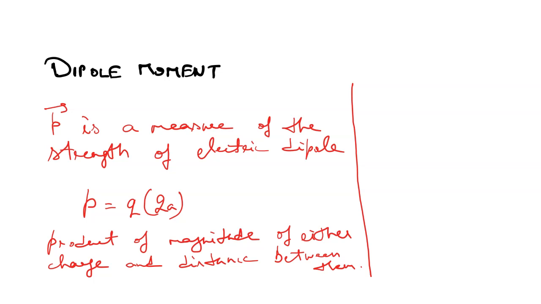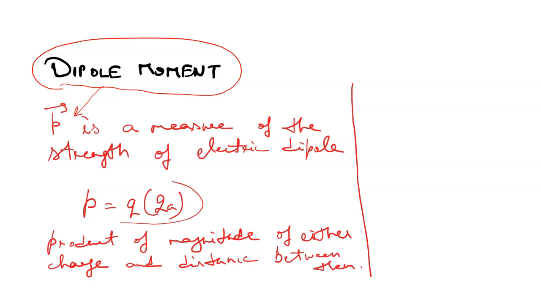Another term we will discuss here is dipole moment. P, the dipole moment, is a measure of the strength of the electric dipole, that is, how strong the electric dipole is. So P is equal to Q multiplied by 2A. It is the product of the magnitude of either charge and the distance between them.